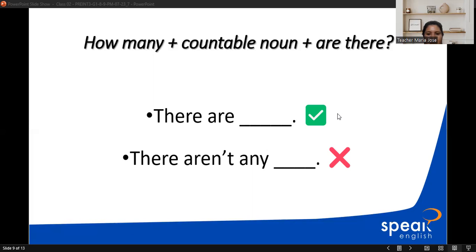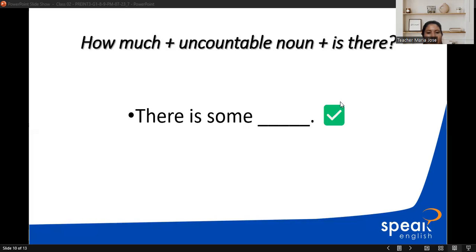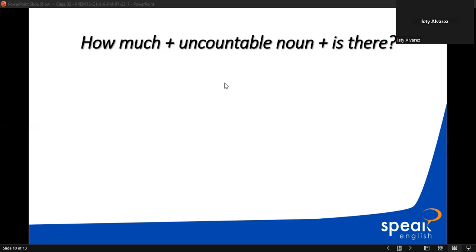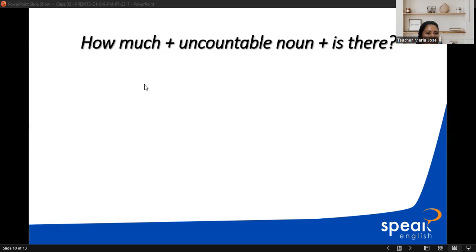Oh, I'm sorry. This is not moving. Okay, there we go. So what is the structure for the uncountable nouns? Can you help me, Letty? Yes, just read the structure. How much plus uncountable noun plus is there plus question mark.